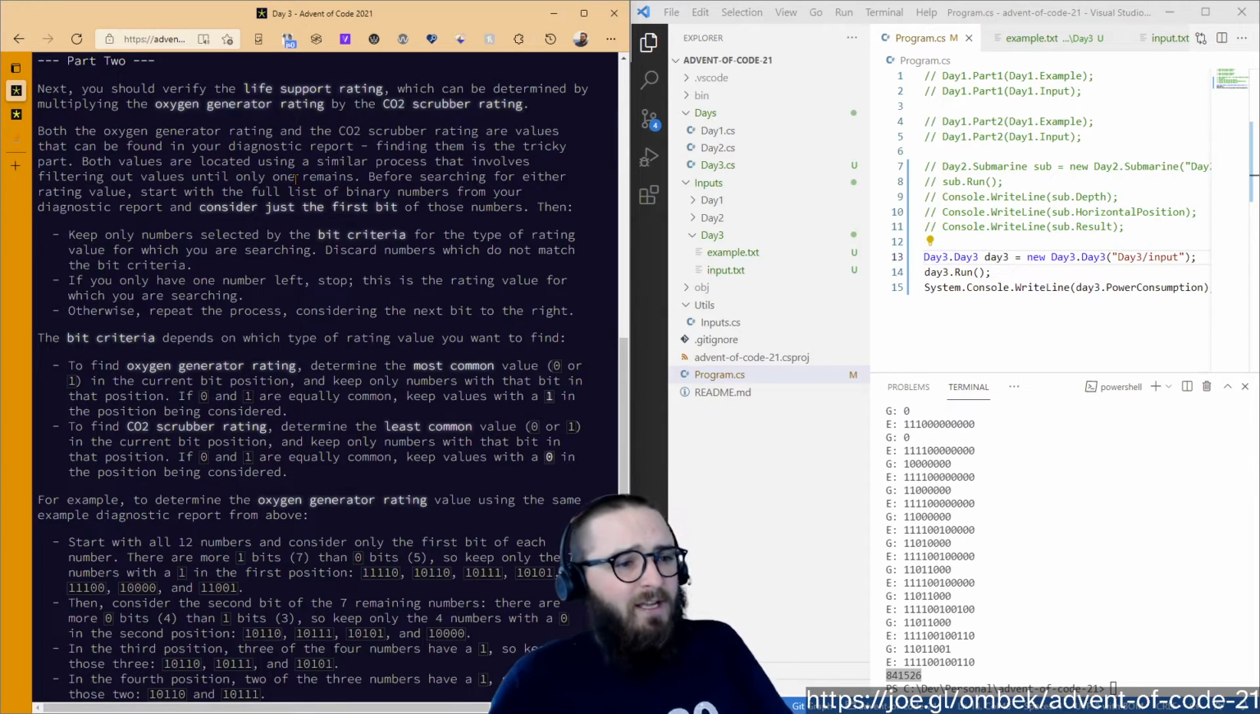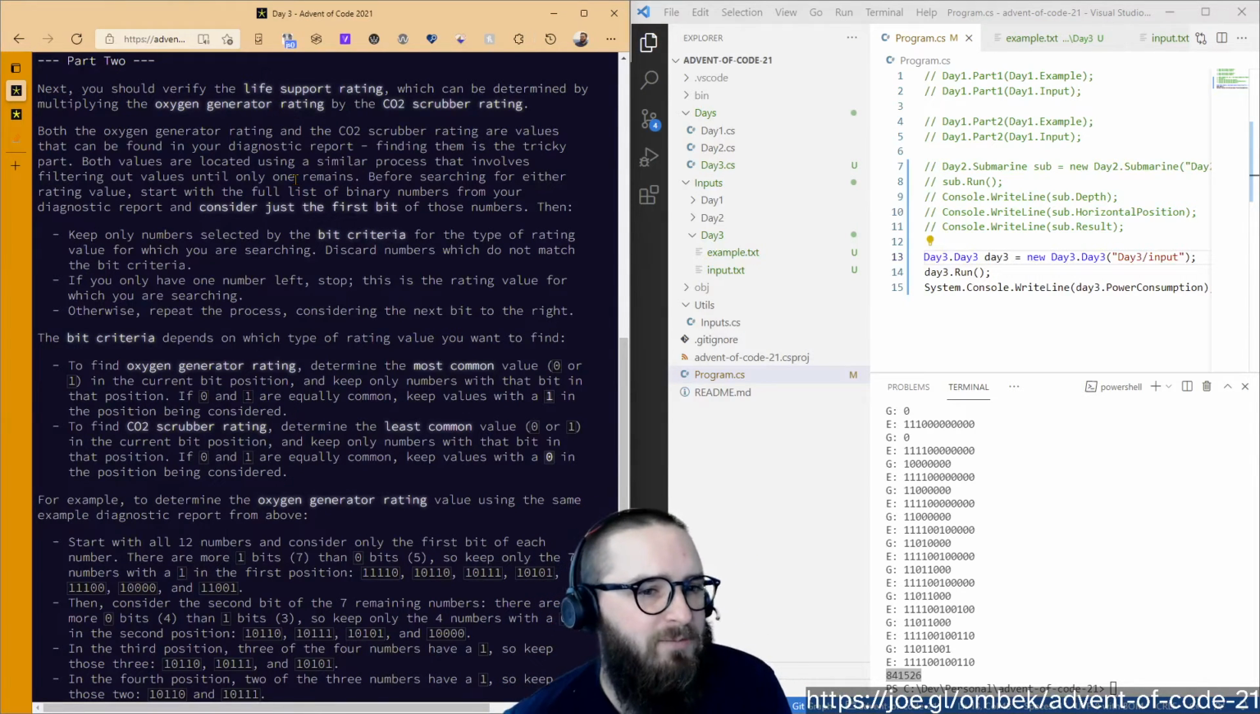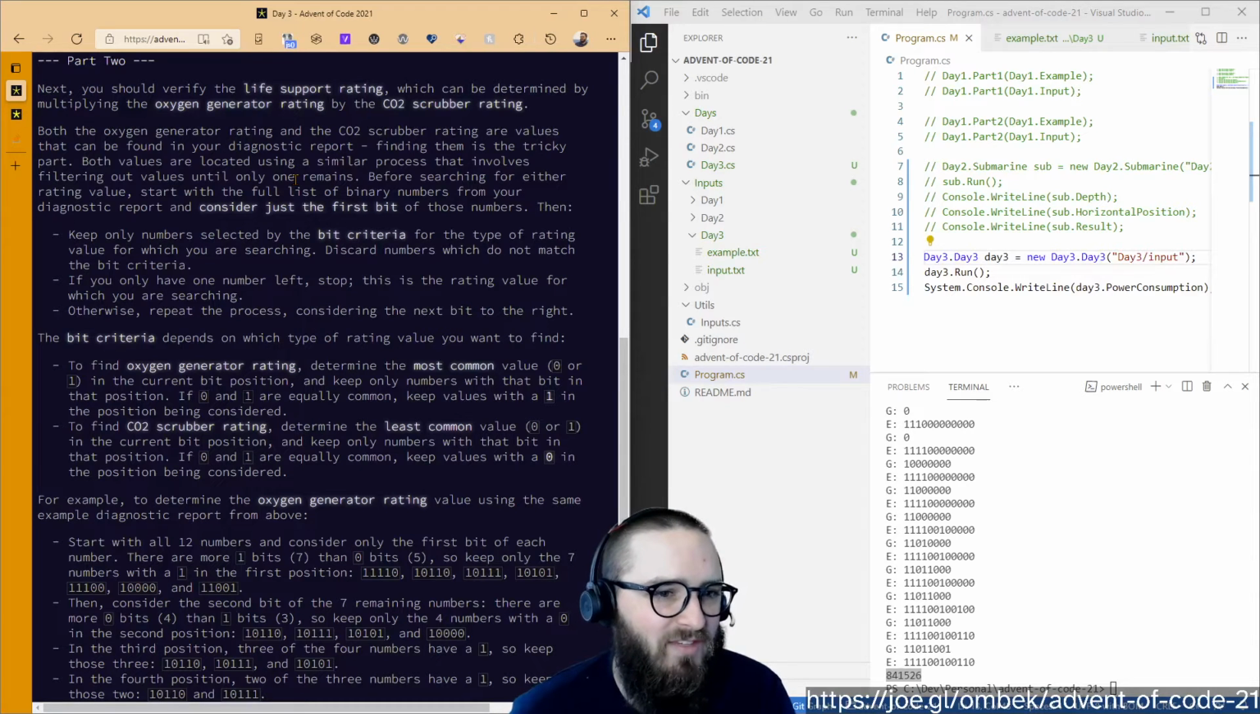Right, so next you should verify the life support rating, which can be determined by multiplying the oxygen generator rating by the CO2 scrubber rating. Okay, both the oxygen generator rating and the CO2 scrubber rating are values that can be found on your diagnostic report. Finding them is the tricky part. Both values are located using a similar process that involves filtering out values until only one remains.